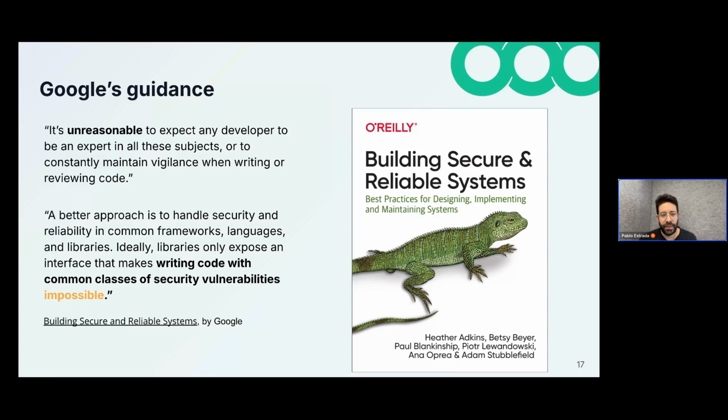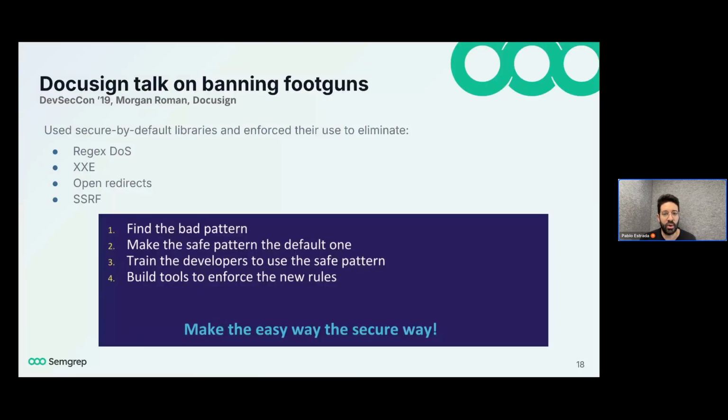Now, Google's approach may not be for everyone, but there are also other organizations taking a guardrails or guardrails-like approach. For example, DocuSign a few years ago gave a talk called Banning Foot Guns, about how they use secure by default libraries and enforce their use, and were able to target things like regex denial of service, XXE, open redirects, and SSRF, and eventually eliminate those from the backlog, really from all of their software development.